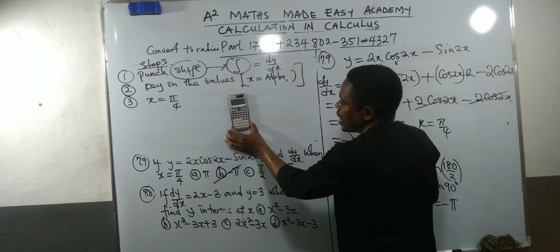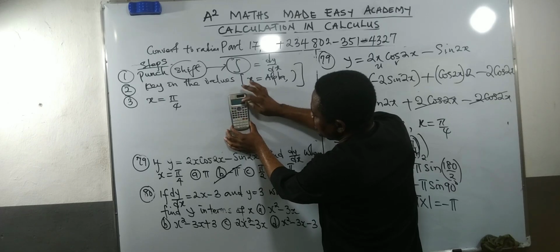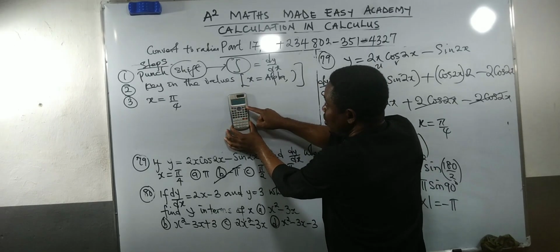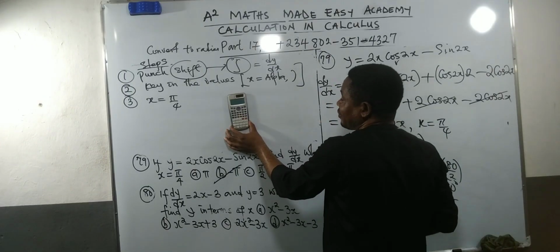Convert this to radian. How? Punch shift mode 4. And that is the secret. I take it again: shift mode 4. Let's follow the thing one after the other.